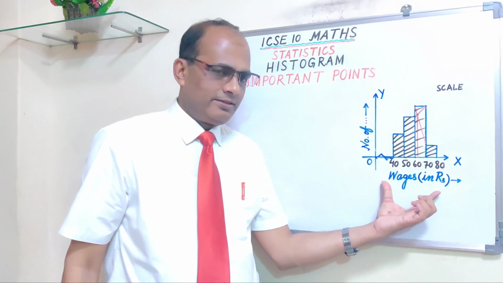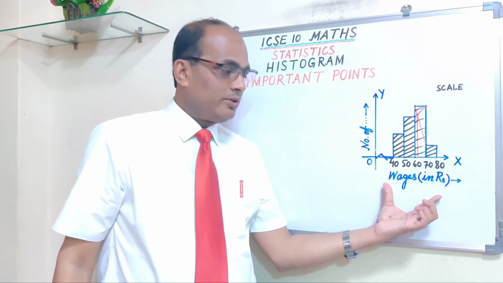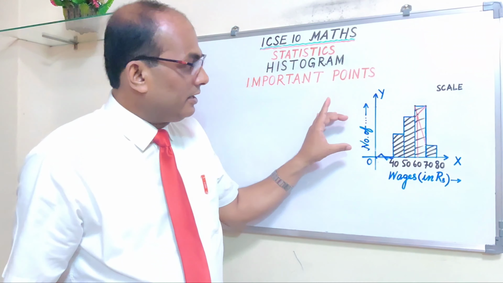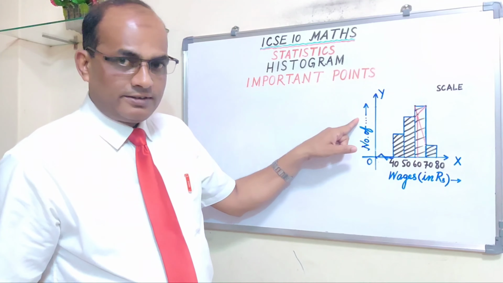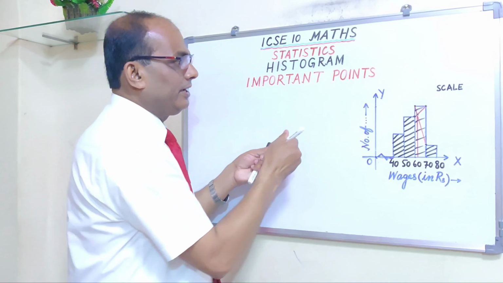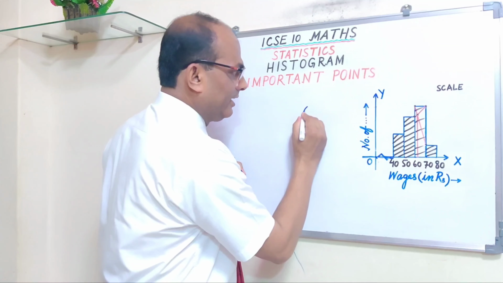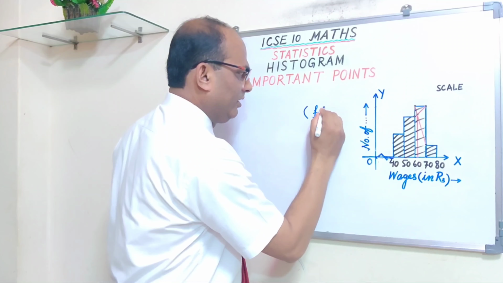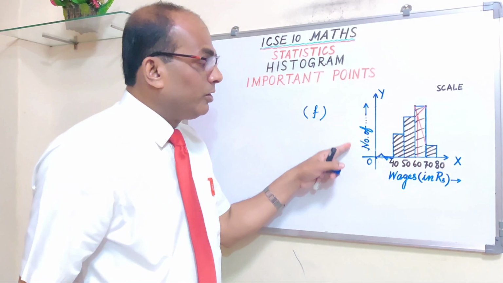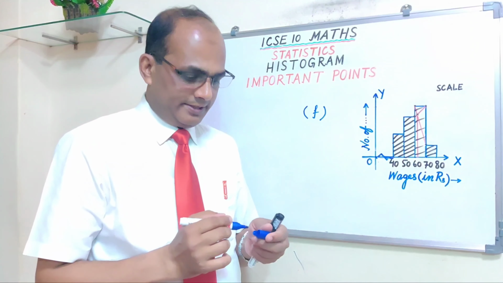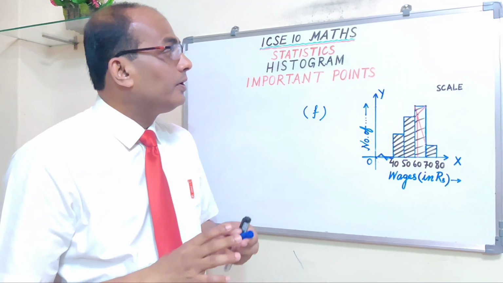This also write down wages. Or if it is class, write down class. Or if it is marks, write down marks. Here, it is number of workers. Please write down number of workers. And in bracket, F, frequency. Number of students, F, frequency. Like that. Got it?